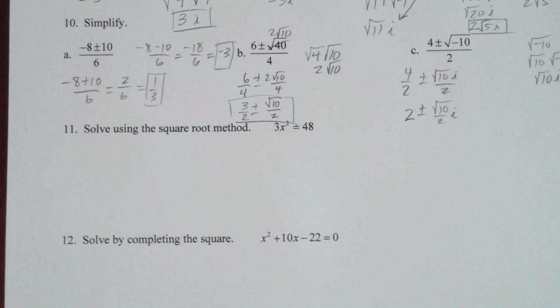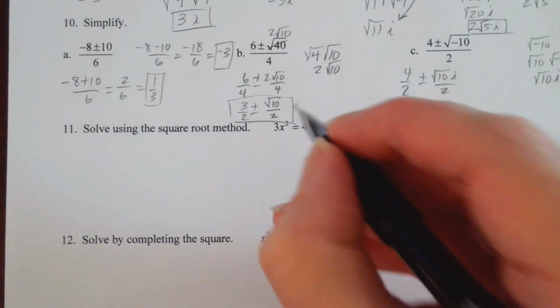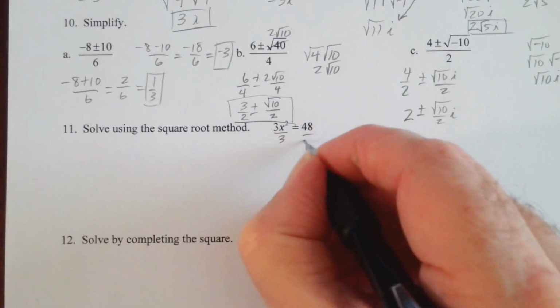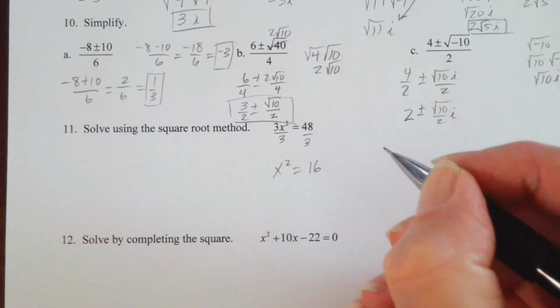Now on number 11, I tell you to use the square root method, but that's the obvious choice, mainly because there is no x term. That's what we learned. When there's no x term, the square root method is going to be the method to go with. In this case, we want to get x squared by itself, so let's get rid of the 3. We get x squared is equal to 16.